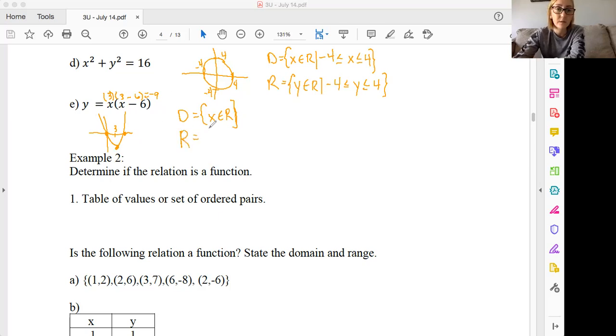And then we've got our range. Our range is every number that is above this -9. Our parabola goes up. It's never going to touch like -10 or -11. It's never going to do anything with those. So y has to be larger than or equal to -9.